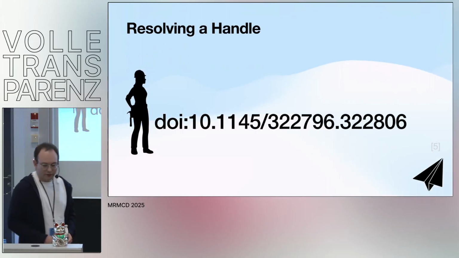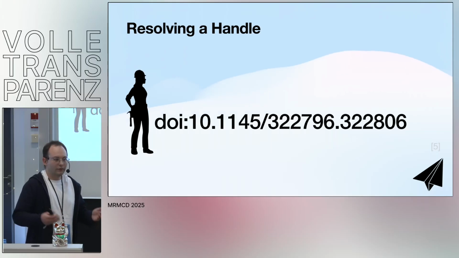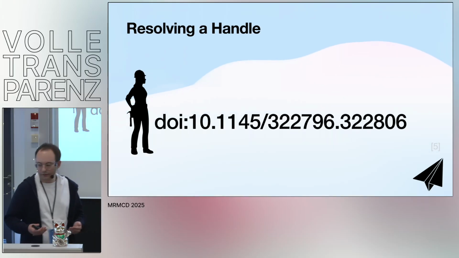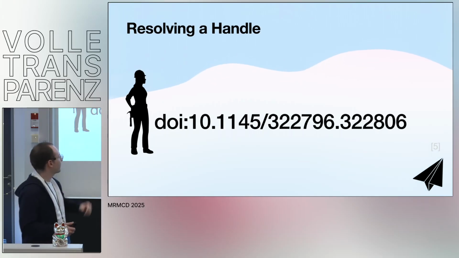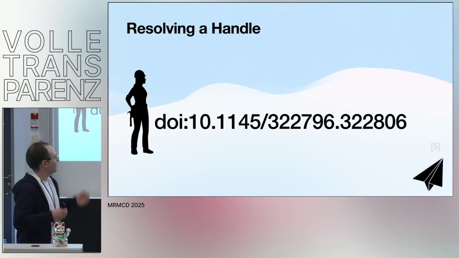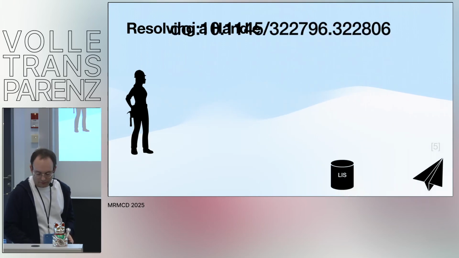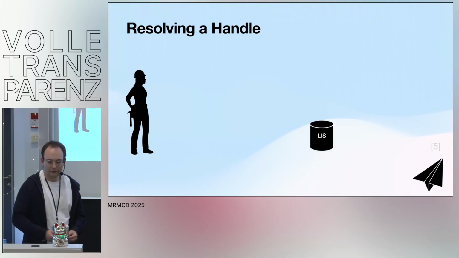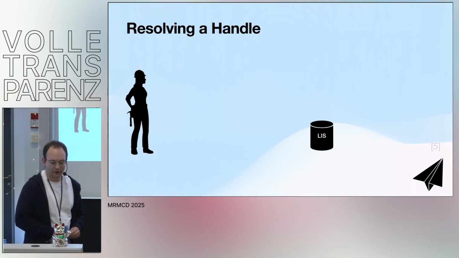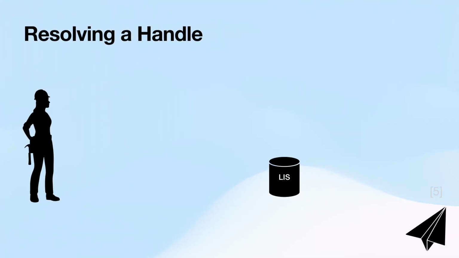So let's quickly dive into the protocol. An important step for the whole system is how to resolve DOIs, how to resolve handles. And we have an example of this DOI. The way it works is you first need to find out where the data of it is stored. And it's stored at the LIS. That's the local identifier service. They have the data about the specific DOI. But you don't know beforehand where the LIS is located. And so you first need to find that out.